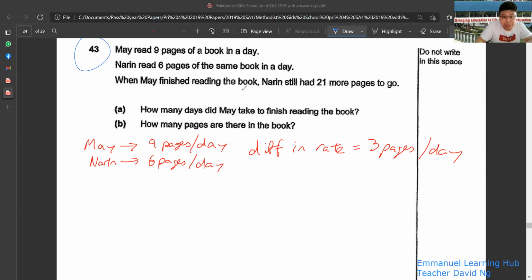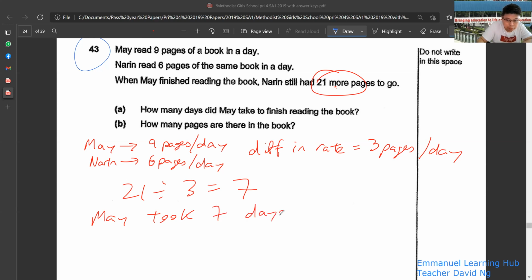Because when May finished reading the book, Narin still had 21 more pages to go. So the difference is 21. So 21 divided by 3 equals 7. So May took 7 days to finish the book. Understand? Okay, 21 divided by 3 is 7. That's how you know May took 7 days.